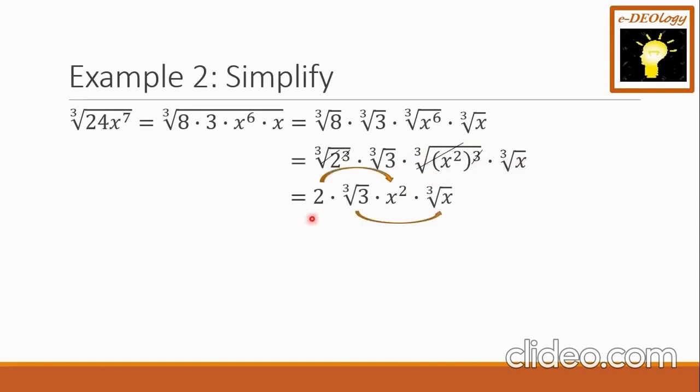And then, we're going to multiply all terms without radicals and all radicals together. So we have this 2 multiplied to x squared, we have 2x squared, the cube root of 3 multiplied to the cube root of x, so it will be the cube root of 3x. So this is our final answer.